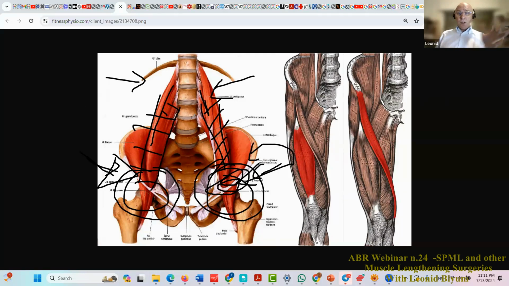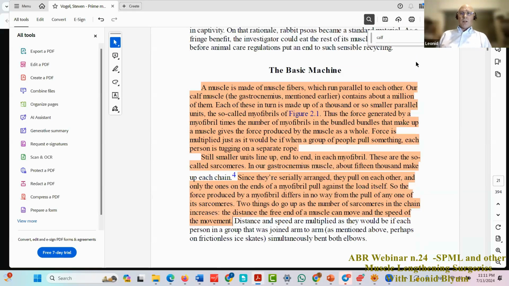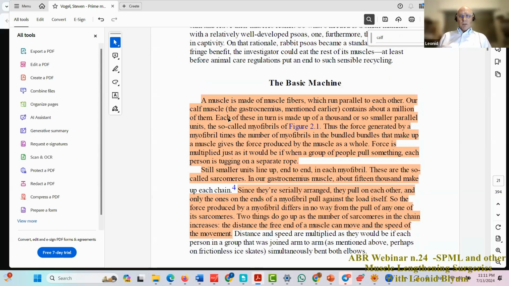So that's the first thing that you can get from this book. But in fact, that was just a preamble to the bigger story. And the bigger story is this. First of all, discussing the muscle, if you look at the numbers, a muscle is made of muscle fibers, which run parallel to each other. Our calf muscle contains about 1 million. So your calf is 1 million fibers.